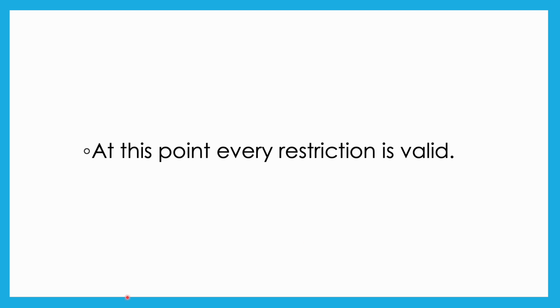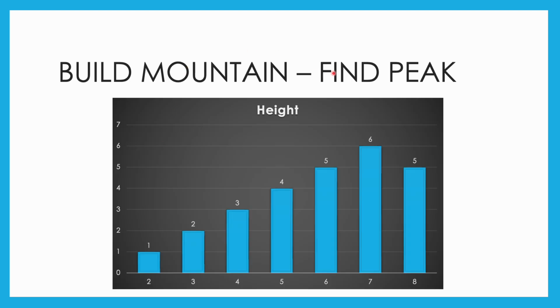Now notice the question said we had to find the maximum height of the building that could be constructed, right? We have just seen how restrictions affect each other, but we have not yet calculated the highest building height. So we need to do that. That is our fourth step.